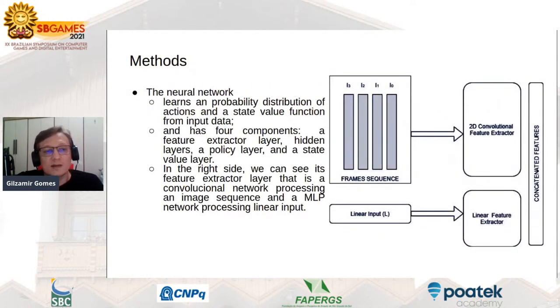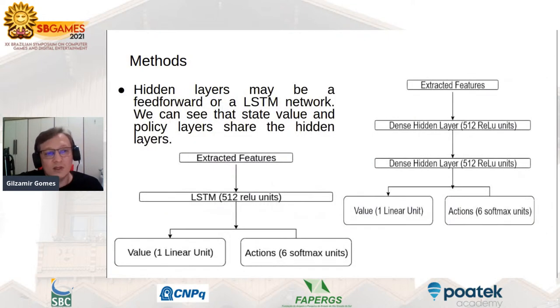The neural network learns a probability distribution of the actions and a state value function from input data and has four components: a feature extractor layer, hidden layers, a policy layer, and a state value layer. On the right side here, we can see its feature extractor layer, which is a convolutional neural network processing an image sequence and a multi-layer perceptron network processing linear input. Hidden layers may be a feed-forward or a long short-term memory network. Here, we can see that the state value and policy layers share the hidden layers.